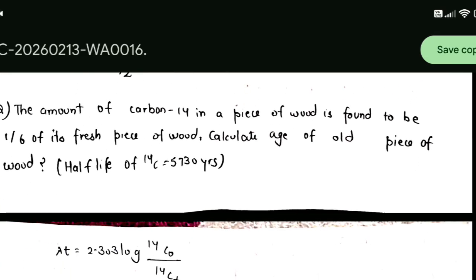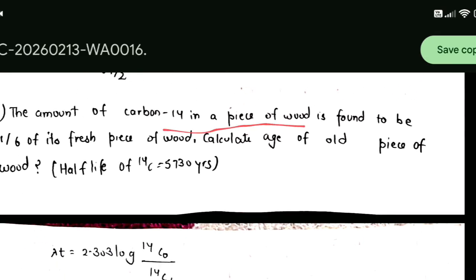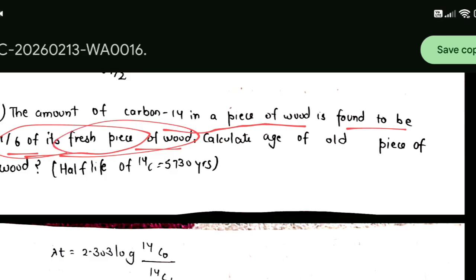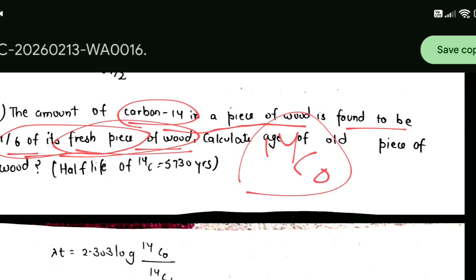Now the question is: the amount of carbon 14 in a piece of wood is found to be 1/6 of its fresh piece of wood. If the fresh piece of wood is given, this is the C naught value. The amount of 14C in the piece of wood is found to be 1/6 of its fresh wood, so we have got 1/6 of the fresh value.